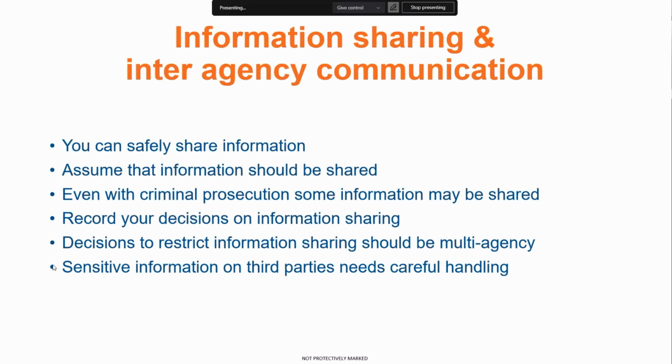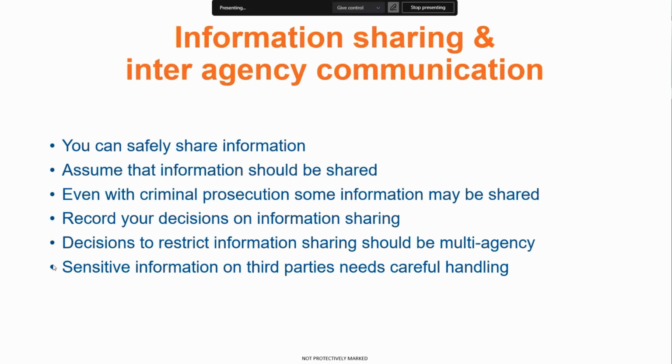Sometimes people ask about information sharing and interagency communication. This does fall under the safeguarding umbrella, although most cases are not directly safeguarding related, and therefore you can assume that you can safely share information with other agencies, and you should assume this. We know from experience that many of the serious case reviews that have been completed have identified poor communication between agencies as a major factor. So information sharing is encouraged.